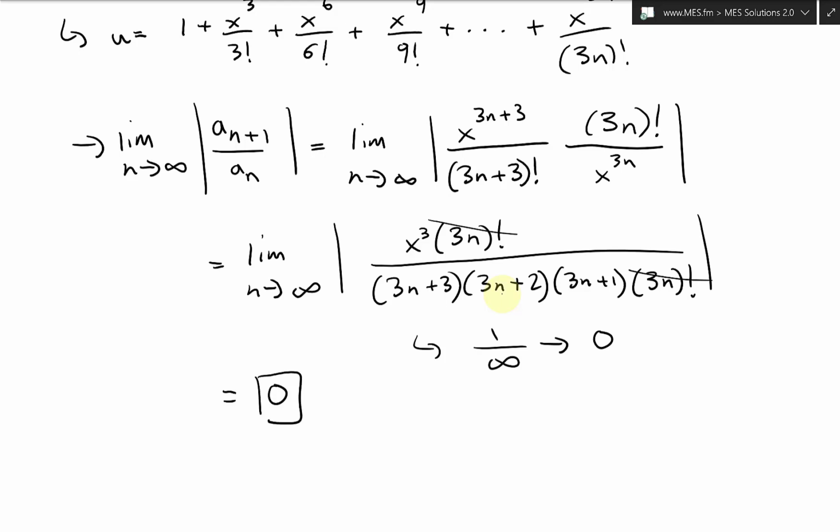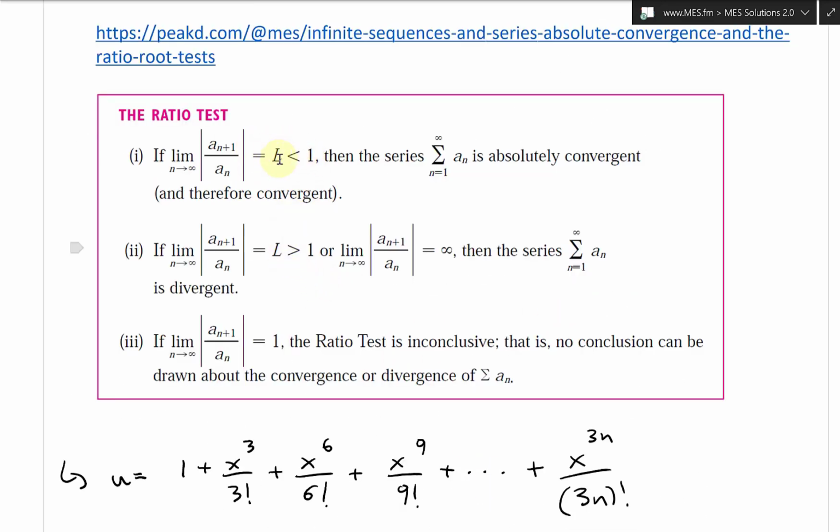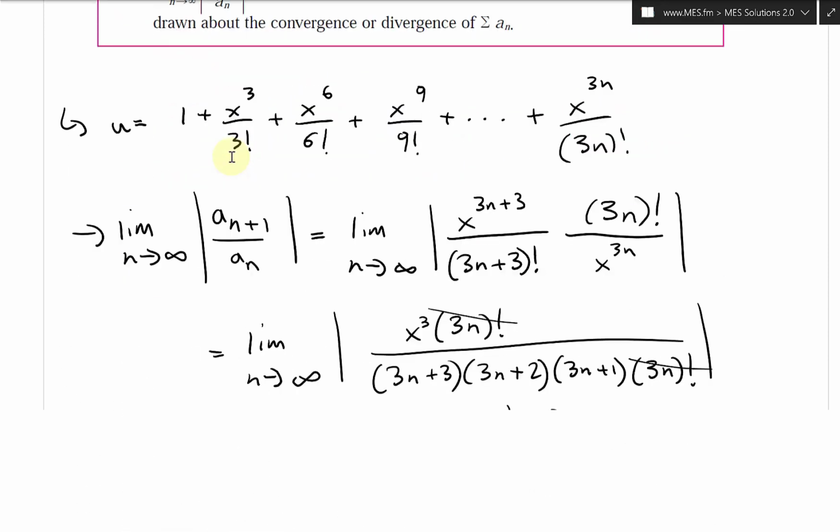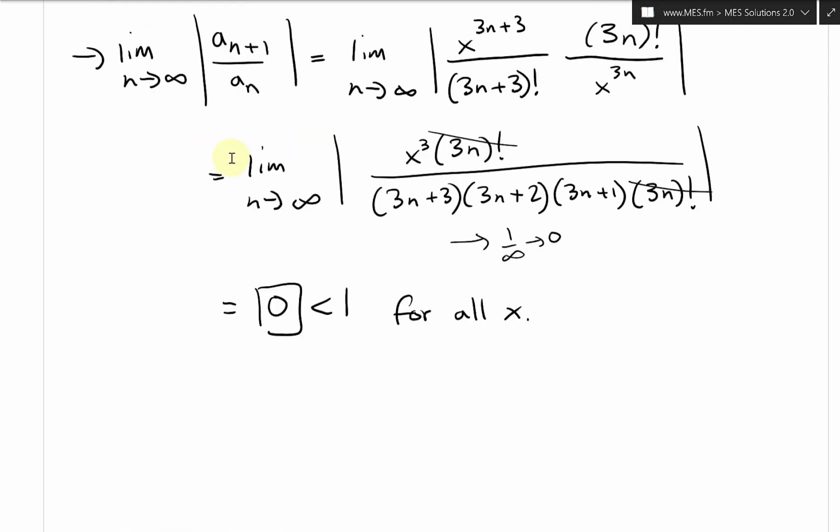And I'll box this in, which is less than 1 for all x. Doesn't matter what x is. So it's for all x. In other words, this is less than 1. So L is less than 1, then this is absolutely convergent and therefore convergent for all x. So we could write converges for all x. So, yeah, converges for all x.